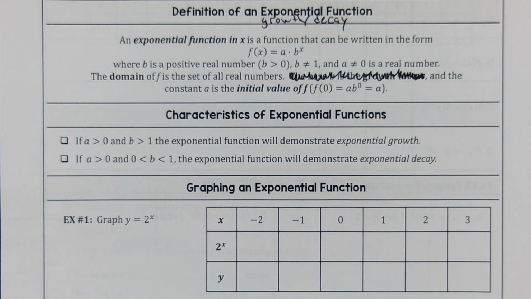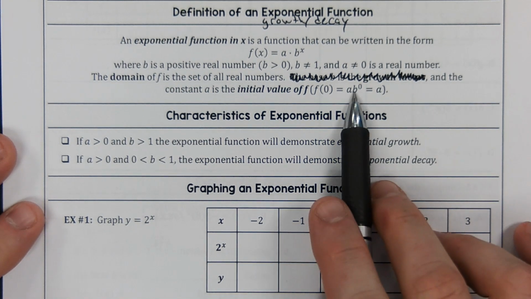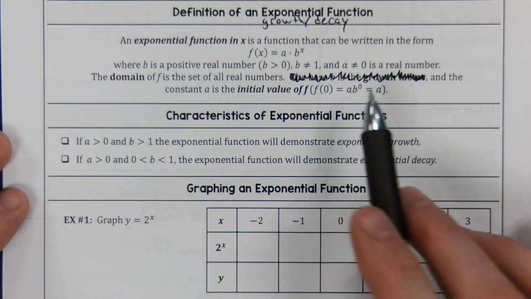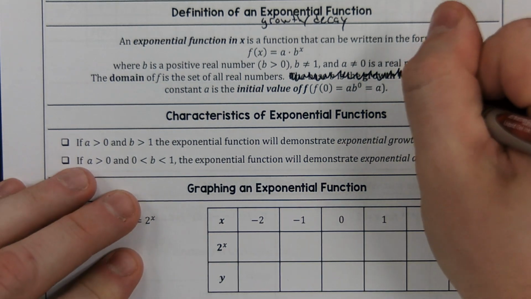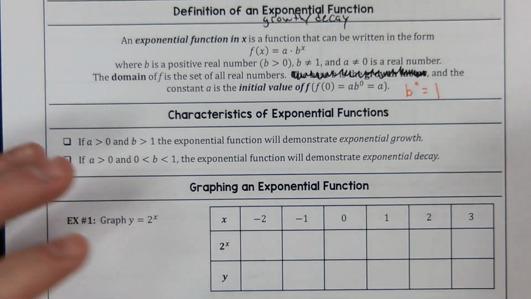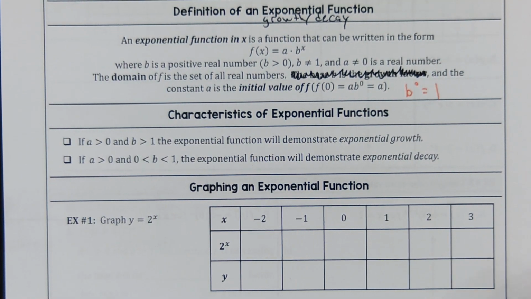The constant value a that sits on the front is known as your initial value. And the reason why it's known as the initial value is because if you use x equals 0, you end up with a times b to the 0 power. But what is b to the 0, regardless of what b equals? 1. All b to the 0's here equal 1. So you're left with a times 1, which is just a. So a is going to be our initial value.